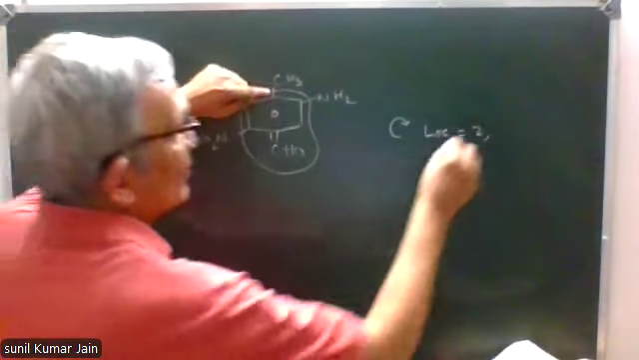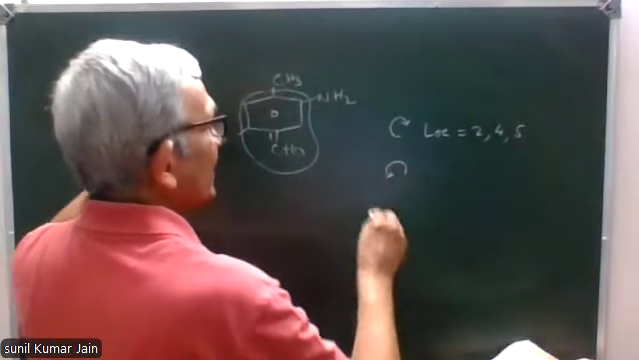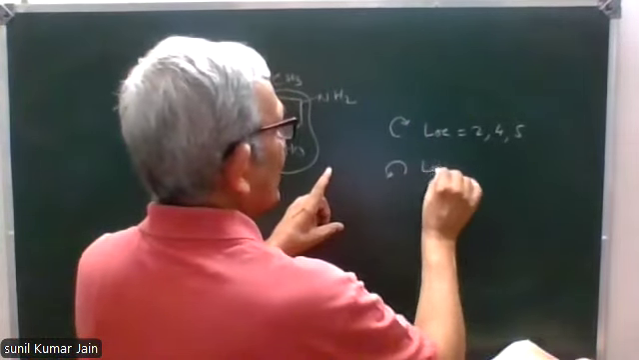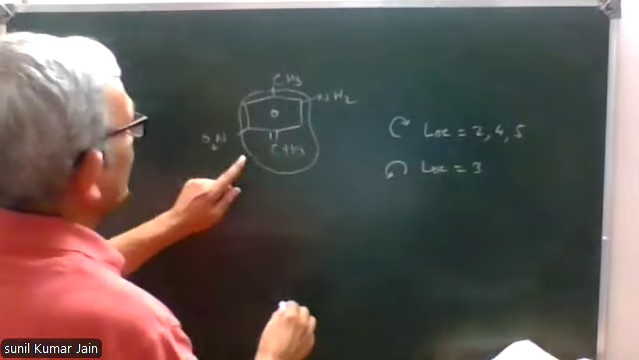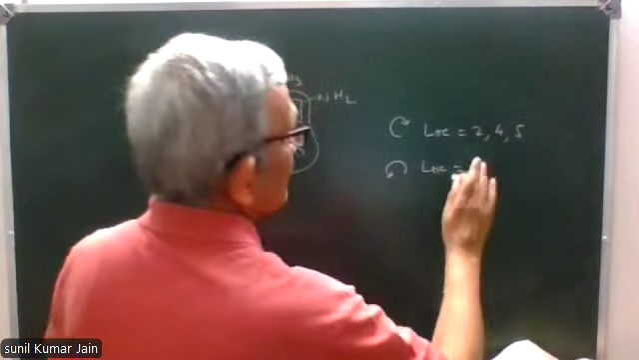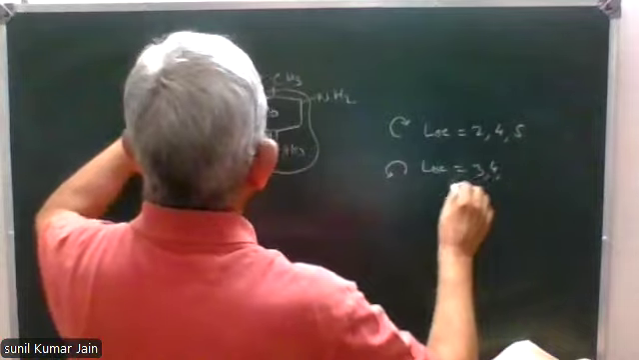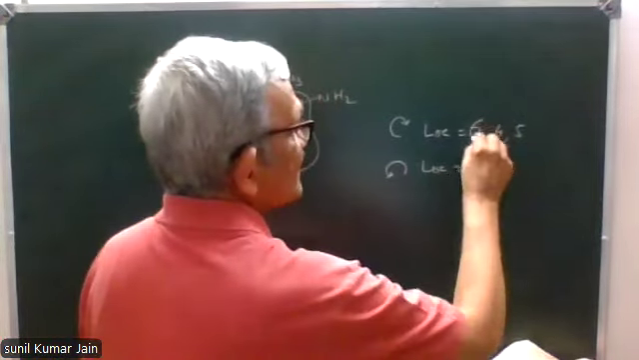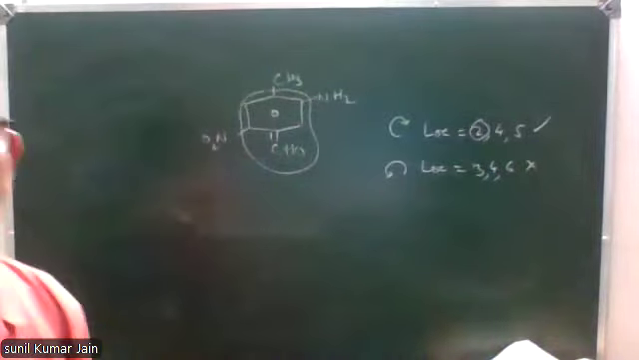at 2, 4, and 5. In anti-clockwise direction, locants will be at 3, 4, 5 and 6. This is the lower number, so we will count in the clockwise direction.